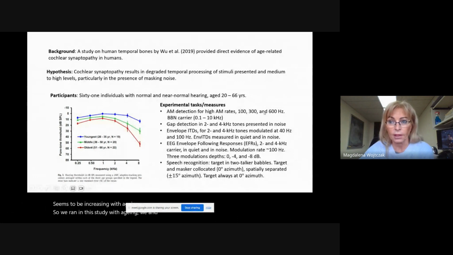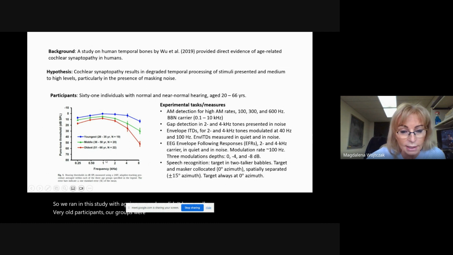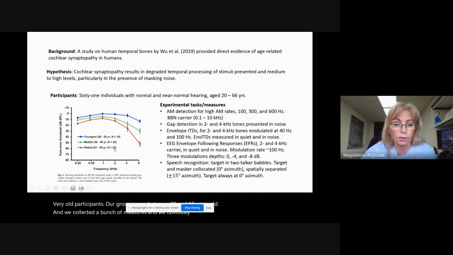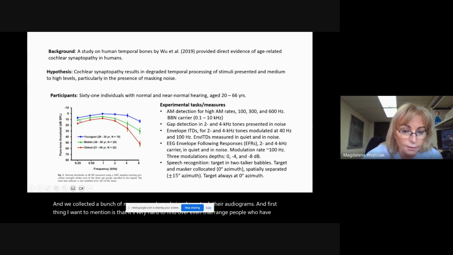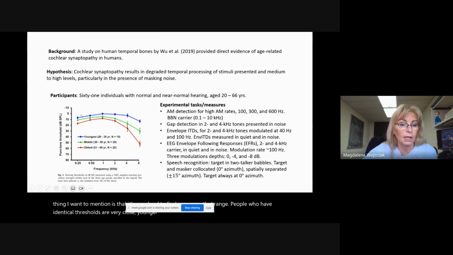And we didn't have very old participants. Our groups were between 20 and 66 years old. We collected a bunch of measures, and we obviously took their audiograms. The first thing I want to mention is that it's very hard to find, over even that range, people who have identical or very close thresholds. Younger are always better in terms of audiometric thresholds, even if it's just 5 or 10 dB. But there is a greater departure of thresholds as we go up in frequency.